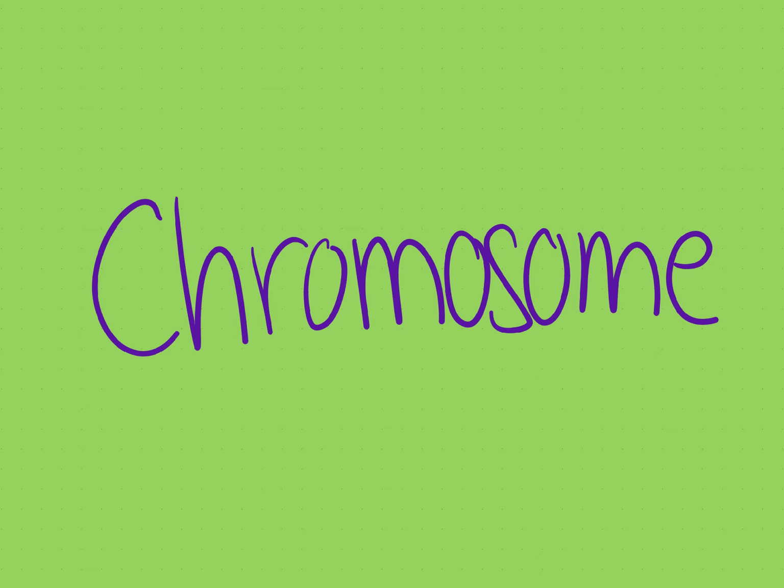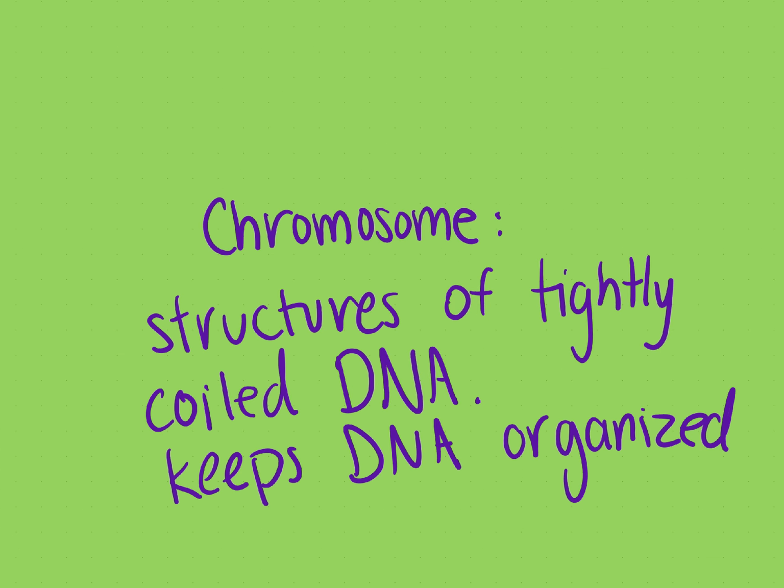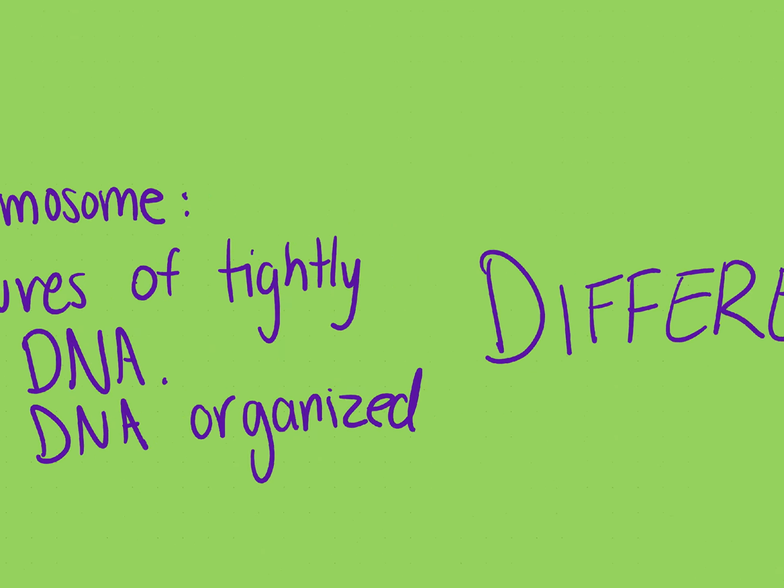Next word, chromosome. A chromosome is a structure of tightly coiled DNA. It keeps DNA organized. It is found in the nucleus, and humans have 23 pairs of chromosomes, so we have 46 in total.